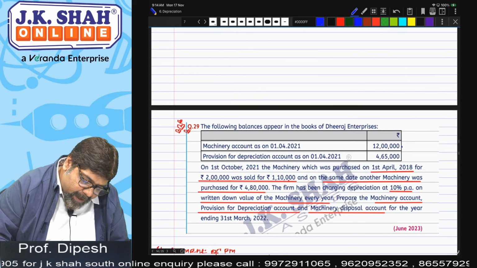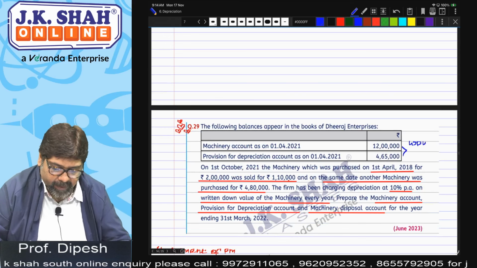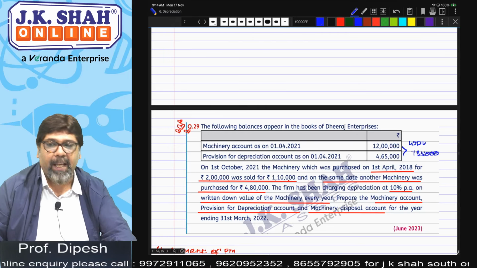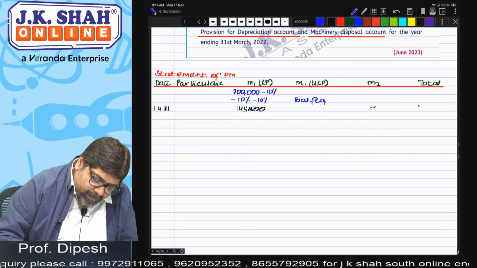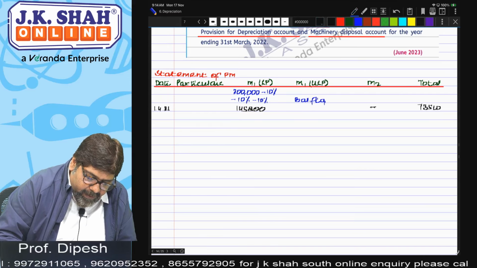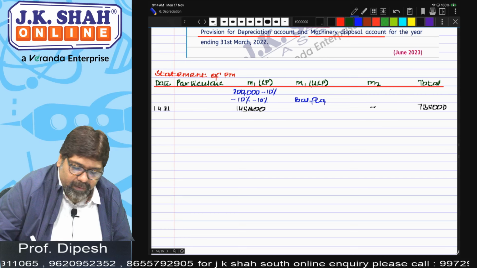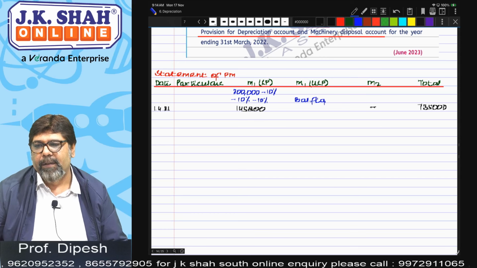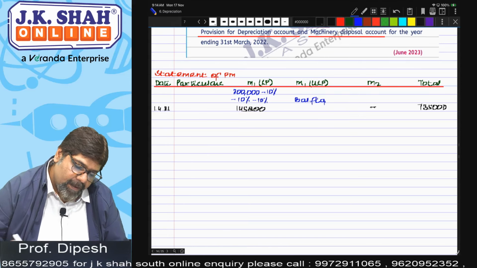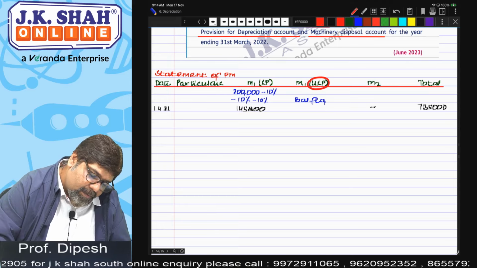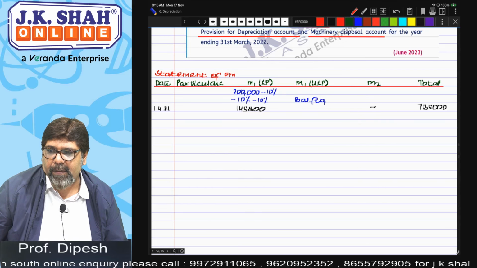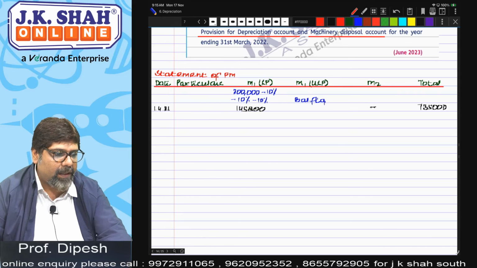Now chartered, 12 lakh minus 465. That means written down value is how much? 735. Yes or no? Therefore, chartered, this should be 7,35,000. Balance on 1/4/21 is 7,35,000 written down value. Now, can you tell me M1 unsold ka value? This is sold part, unsold part. 589,200.